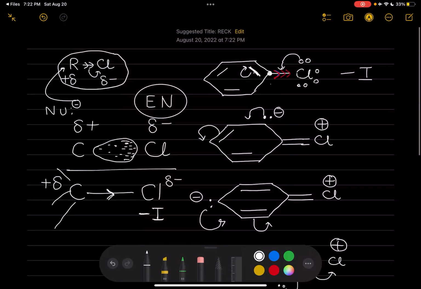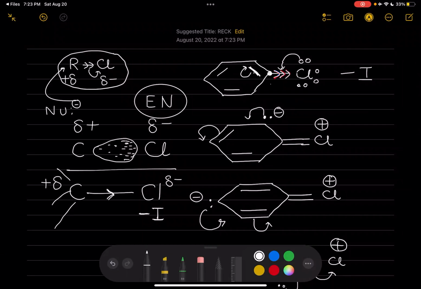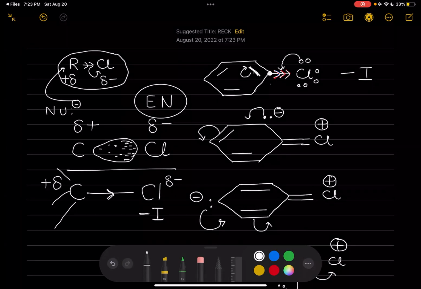So one is the inductive effect, which is always there because Cl is an electronegative atom. But because the Cl has lone pair electrons and the benzene ring also has loose electrons, the lone pair of the Cl gets into the benzene. So this is actually the plus R effect, the resonance effect. Right?